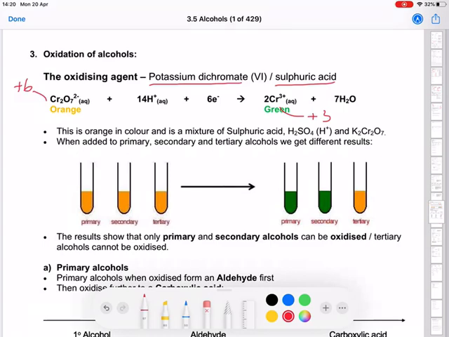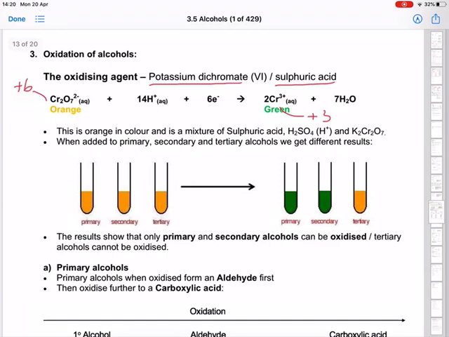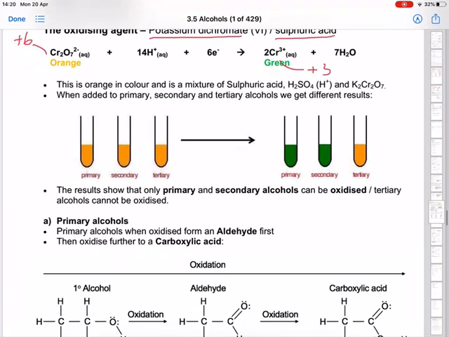The oxidation state has reduced, so that has undergone reduction, which means whatever it will react with will have undergone oxidation, which makes this an oxidizing agent. At this stage, what I would normally do is get 3 boiling tubes out, put a primary alcohol in one, a secondary alcohol in a second, and a tertiary alcohol in the third, and mix it with that oxidizing mixture, the potassium dichromate and sulfuric acid.